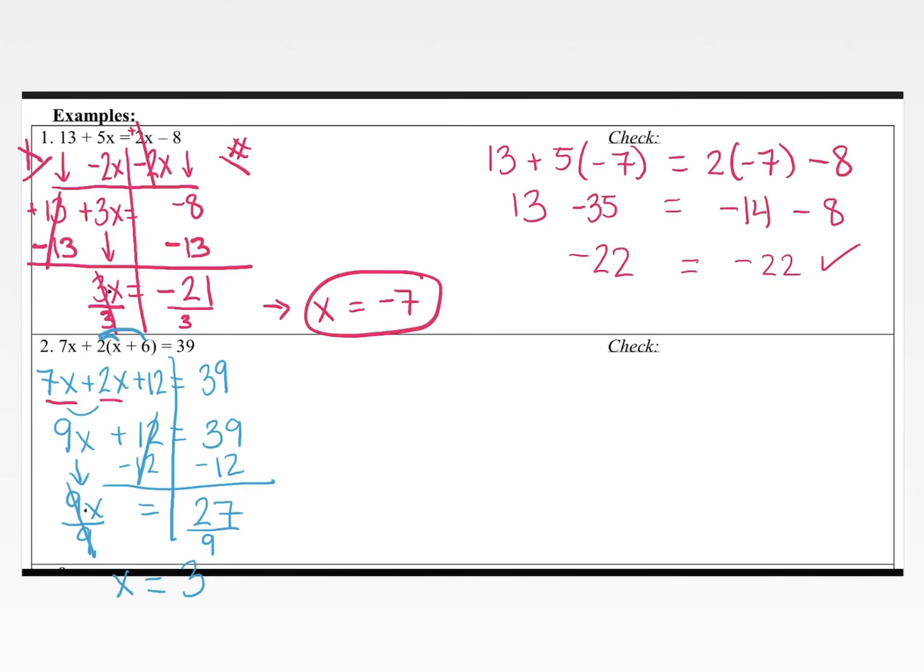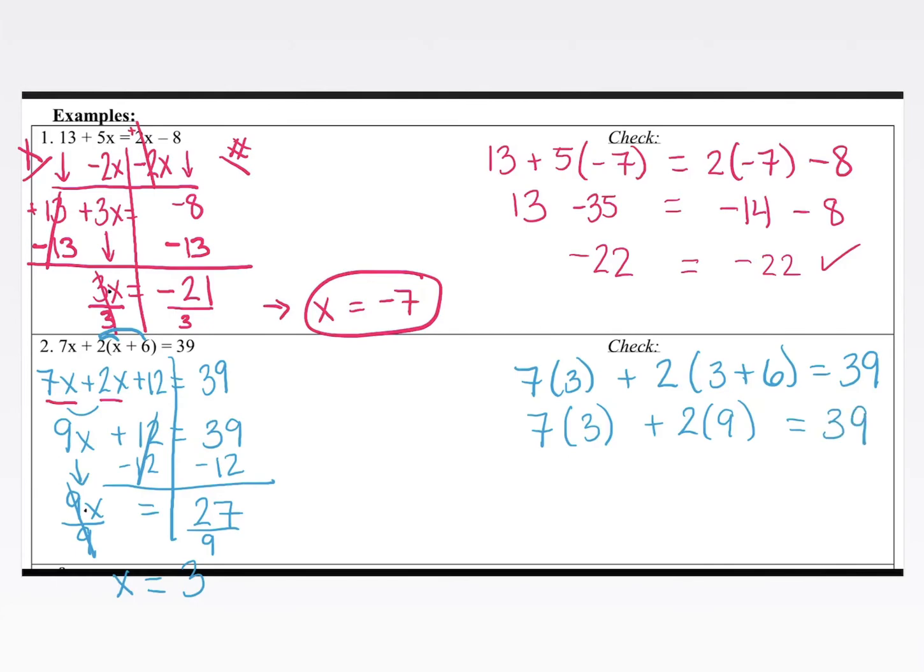Now, in order to check our work, let's plug it back into the original equation. Here we have 7 times 3 plus 2 times the quantity of 3 plus 6 equals 39. Now here we can solve in our parentheses first, thinking about PEMDAS. So we can add 3 plus 6, or we can use the distributive property. Let's solve using PEMDAS here just so we get some more practice. 3 plus 6 adds to 9. So we'll get 7 times 3 plus 2 times 9 equals 39.